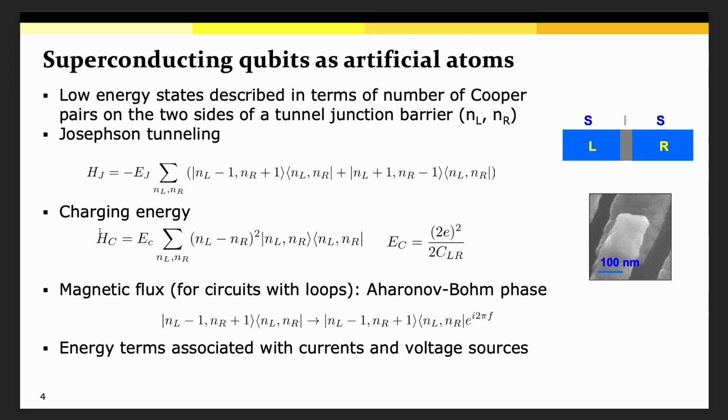And finally, if you build circuits with multiple Josephson junctions, you usually also have voltage and current sources, and these come with their own terms. So in brief, these are the ingredients that you need to form superconducting qubits. Any superconducting qubit contains one or more of these Josephson junctions.